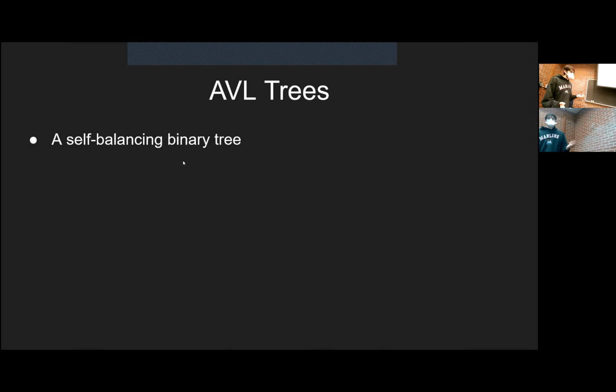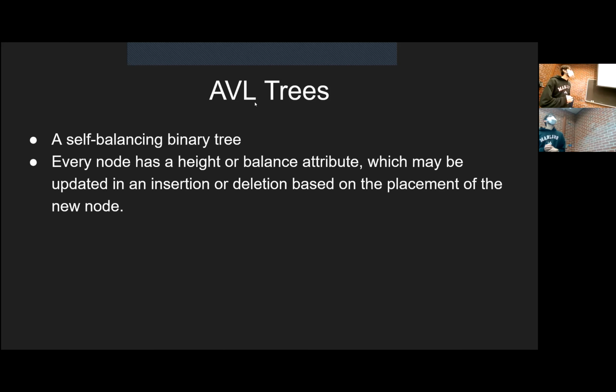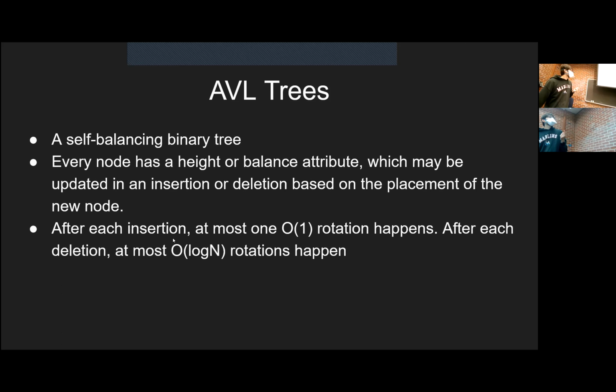And really it's pretty much what we've been talking about today with the rotations are primarily for AVL trees. There are also rotations necessary for other kinds of trees, but the ones we're talking about today are most applicable to AVL trees. Every node has a height or a balance attribute, and we can update it on insertion and deletion. After each insertion, at most 1 rotation happens. After each deletion, at most log n rotations happen. So when we insert, you only have to do like one rotation, and that's it. That's why we only make you do insertions for a project.